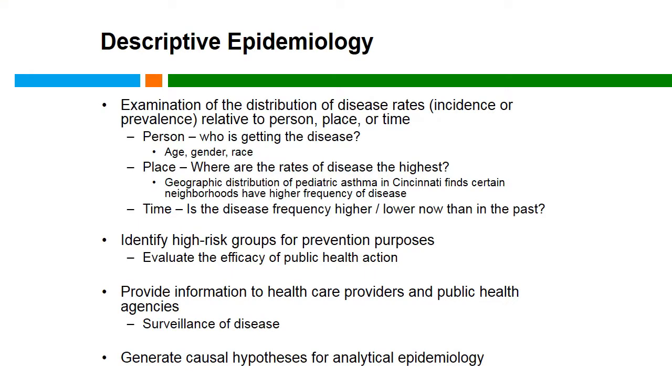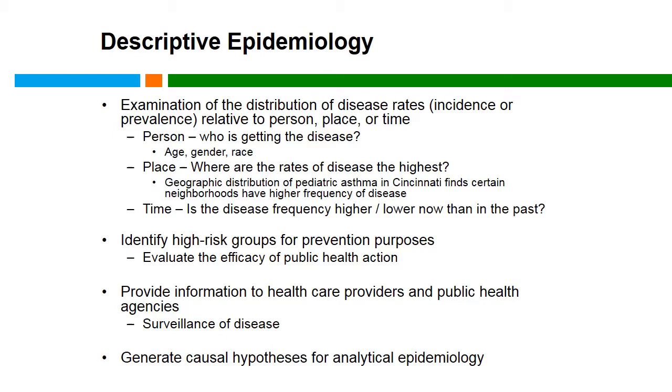Because descriptive epidemiology is so important so that we can examine the distribution of disease, whether that be by incidence or prevalence, let's spend a couple of slides reviewing what we mean by descriptive epidemiology. In this approach, the rates of disease are presented according to characteristics of the population, commonly by person, so for example by age or gender or race, or place, or by time.